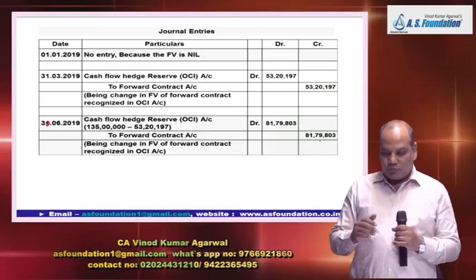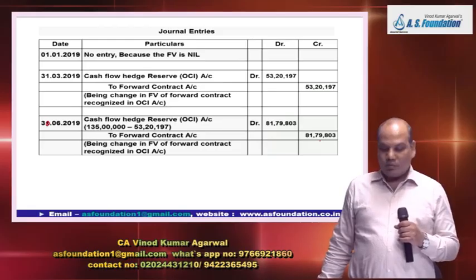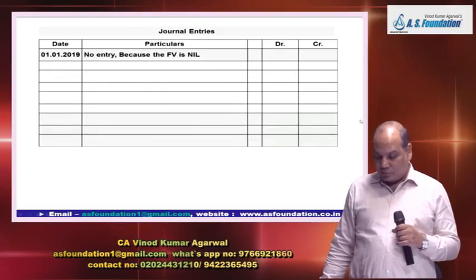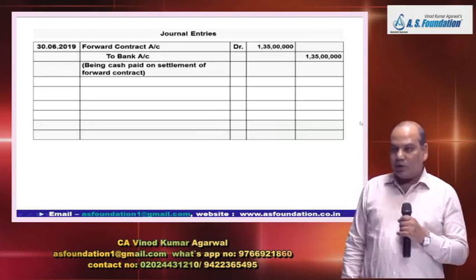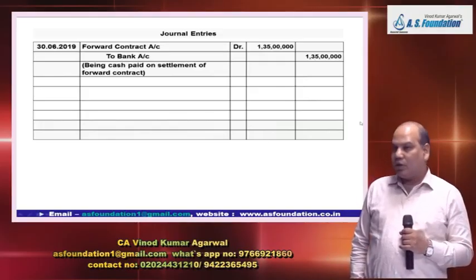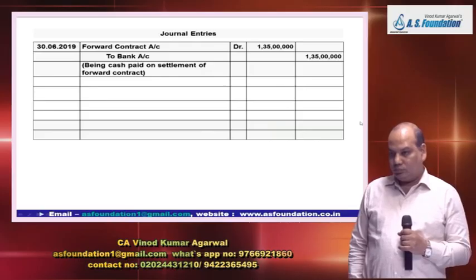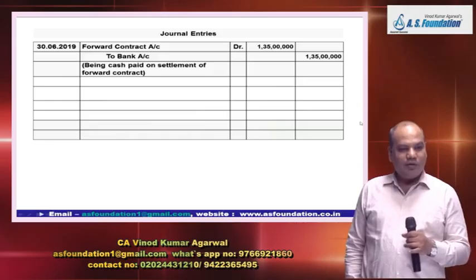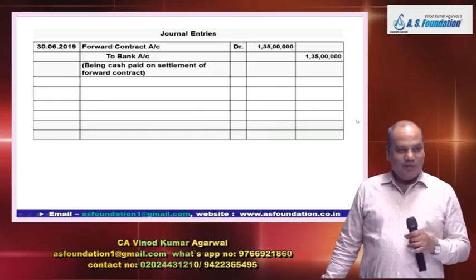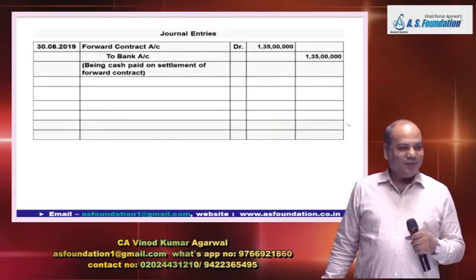One more entry. You have to pay the loss. How much is the loss? 1 crore 35 lakh. So what is the entry for paying the loss? Forward contract account debit to bank account, 1 crore 35 lakh. Being settlement of forward contract.